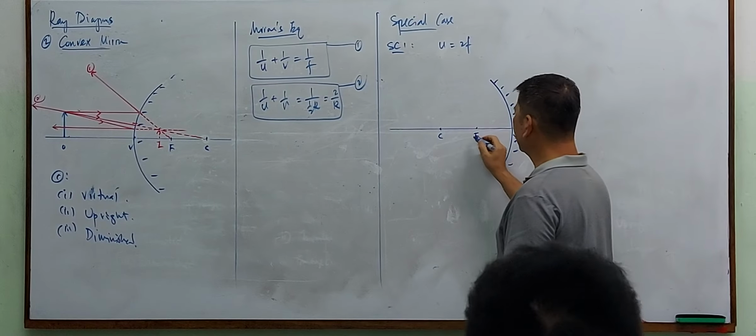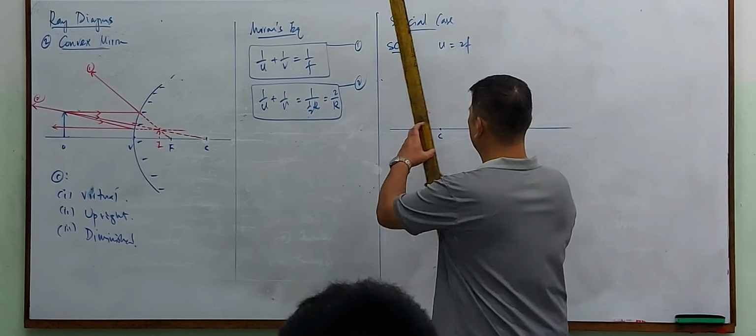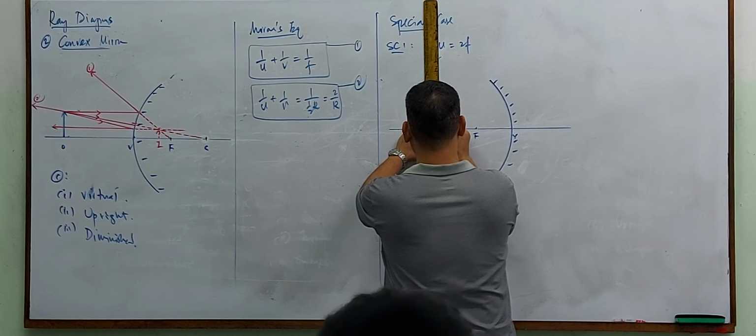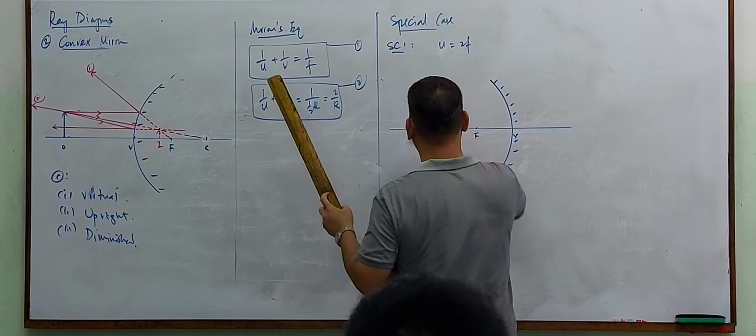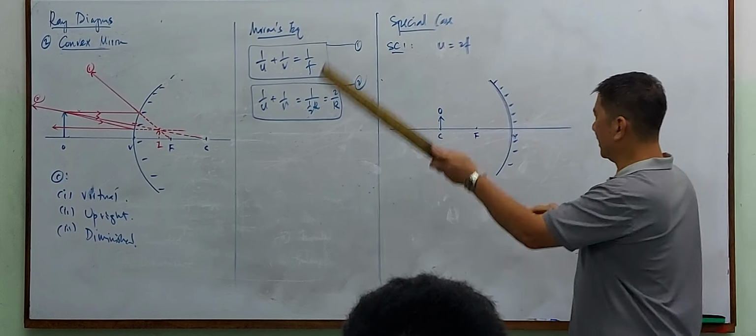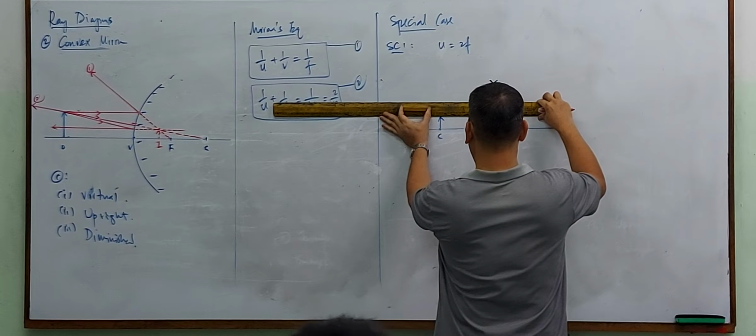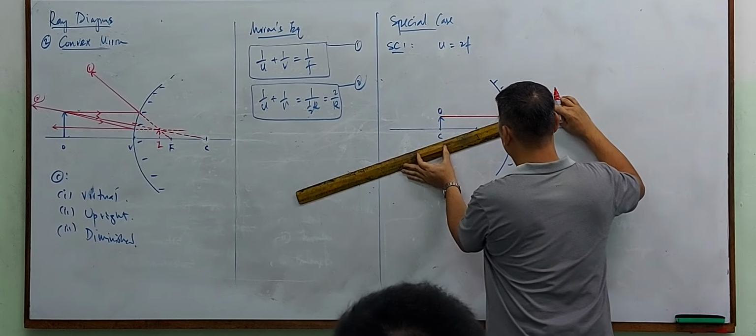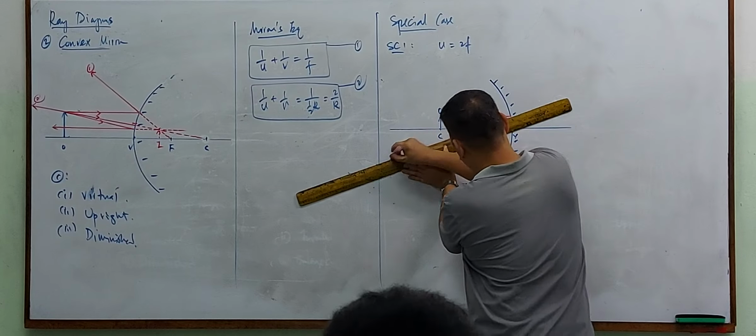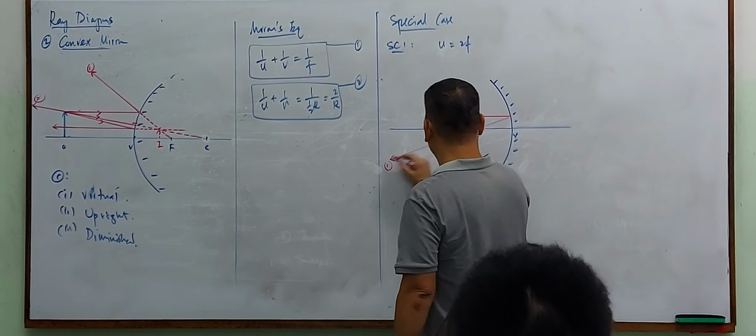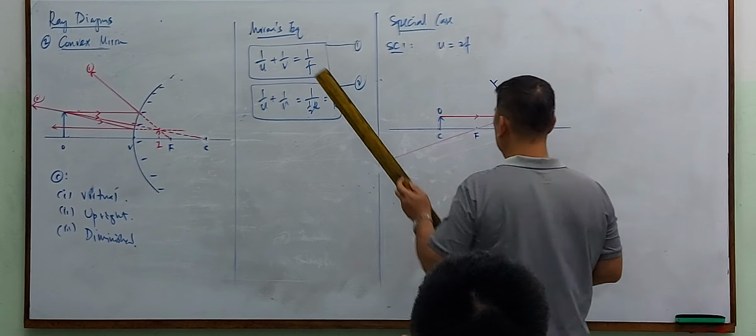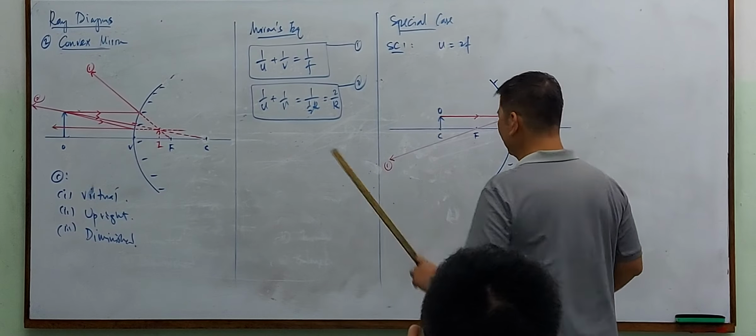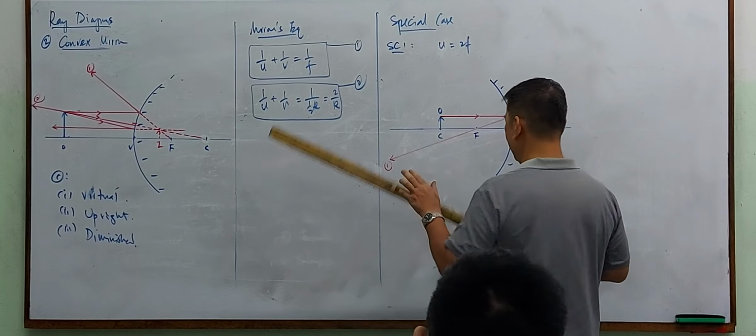This is a F distance, so we put an object here. Now to be smart, we draw an object about this size. So this is the object. Now we draw the line. First one, parallel, go to focus point. So this one is number 1, and then number 2, where's your C? Go C, you go to the third line.